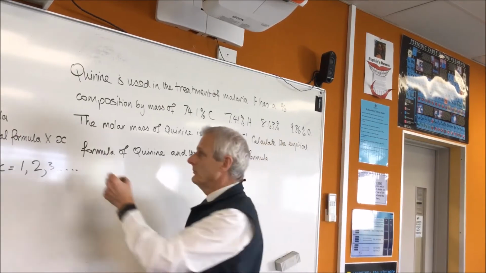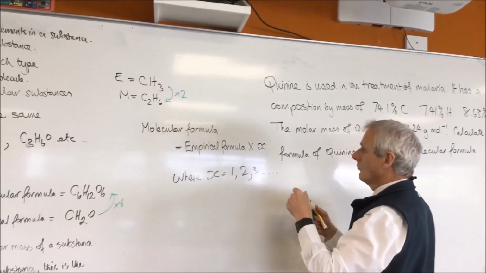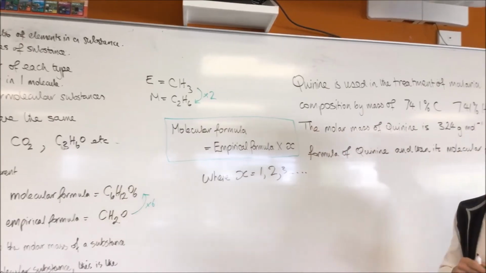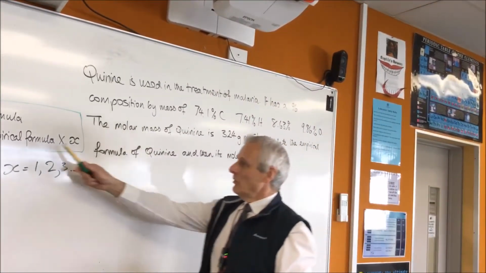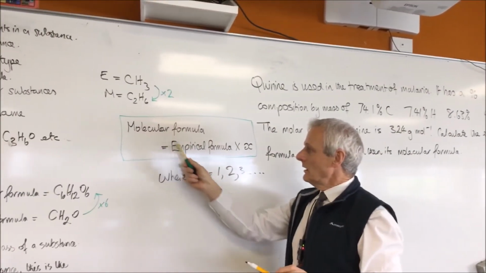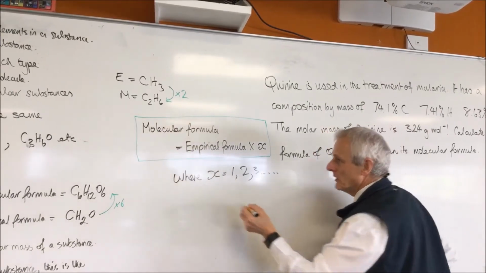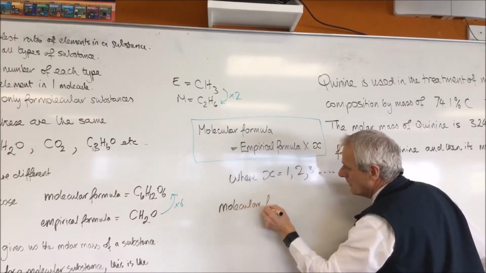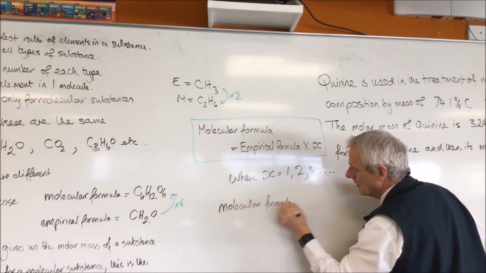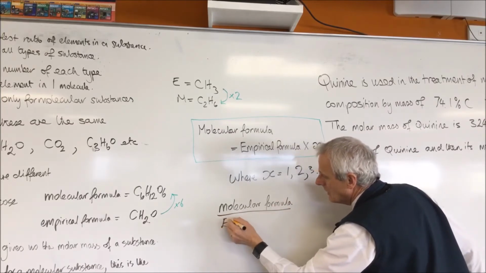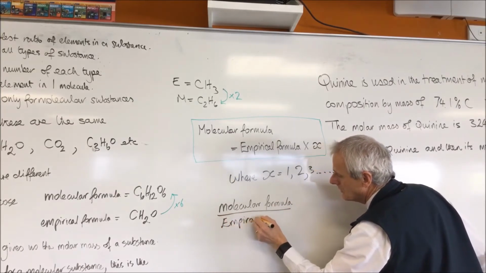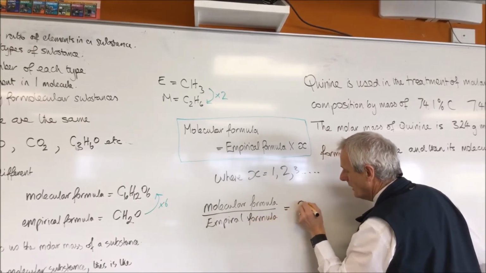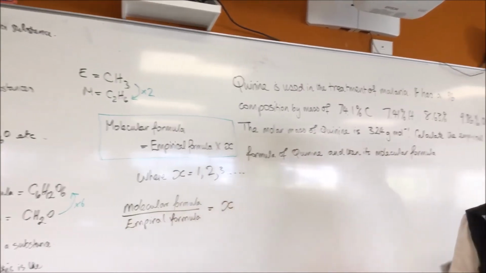So if we take this formula here, sorry people, but we're going to do a little bit of algebra. Why don't I actually take the molecular formula and divide it by the empirical formula? So, molecular formula divided by empirical formula equals x, where x is an integer.